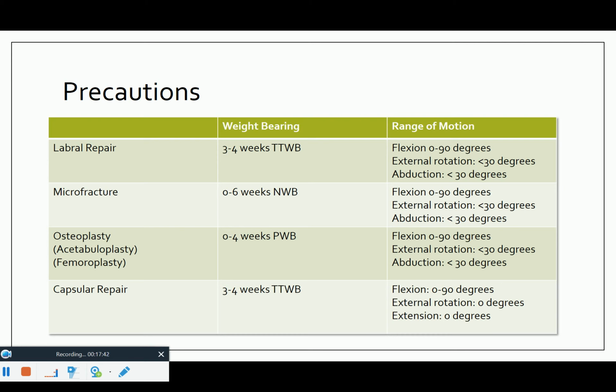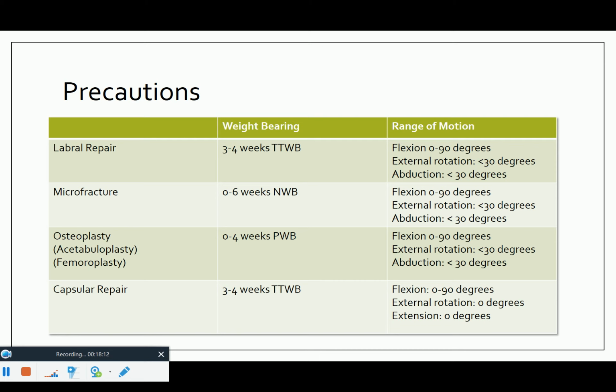Now the one that's going to be big with the range of motion restrictions is the capsular repair. So the femoroacetabular joint is encased in a very, very strong capsule. If you review the anatomy, you can see the density of the ligaments that surround it and make up this joint capsule. So when this is repaired, we want to make sure that those heal appropriately.